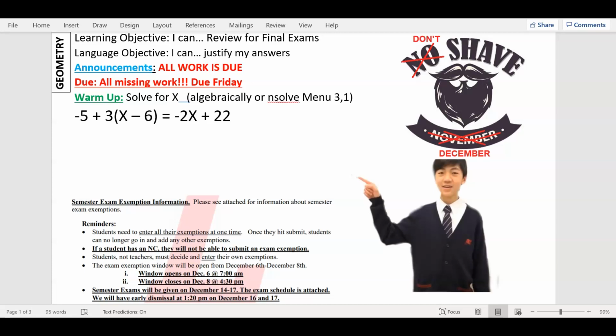Okay, so everyone's got this warm up. There's two ways to do it. You can do it algebraically or with nsolve. So remember, when you do menu 3-1, you cannot forget to put comma x at the end. If you don't put comma x, you won't get the answer.